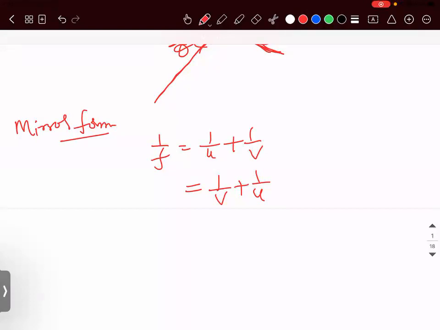Which is right? Both of them. First one or second one? Sure? 100%? A plus B equal to B plus A, or not equal to B plus A? Equal, right? A plus B equal to B plus A. Then these are same, no? 1 by u plus 1 by v equals 1 by v plus 1 by u.